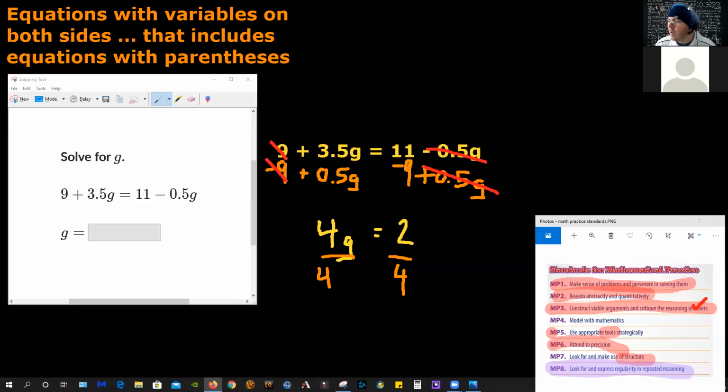By my calculations, because 4 divided by 4 is equal to 1, you'd end up with 1g equal to 1/2. I know someone's going to say that's equal to 0.5, which is true. 2 divided by 4 can be simplified into 1/2. So yeah, I would expect either the answer of 1/2 or 0.5.